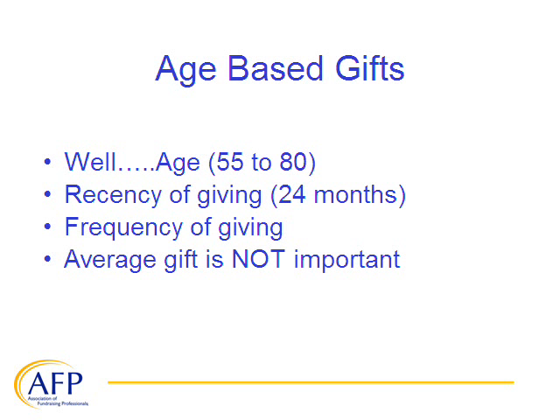Recency of giving: the donor should have made a gift within the past 24 months. They don't have to be current donors, but if it's been more than 2 years since they've given, you probably want to work with your annual fund person to have them come back on board before you start marketing for a planned gift or some type of major gift. Frequency of giving is most important for age-based gifts, and the average gift size, as we talked about earlier, is not important.